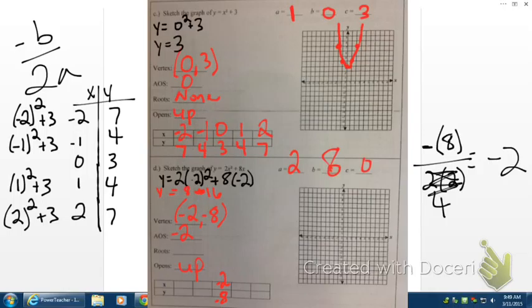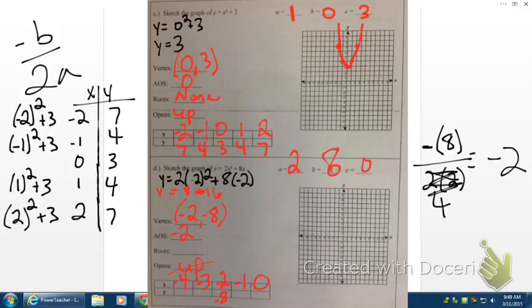Now, remember, always go up 1 from that, so it's really going to be negative 1 and then 0. And then I'm going to go down also, so down 1 is going to be negative 3, down another one is going to be negative 4. So we're making our table. Now we're going to insert all these values in for x and solve for y. That's how we're going to make up this table.